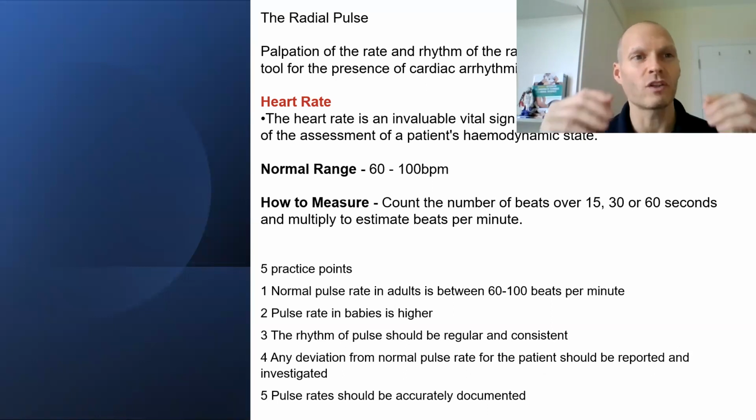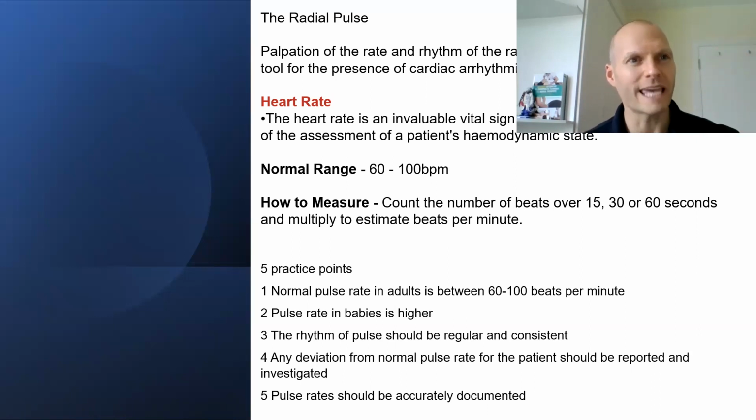Ultimately, we're looking for the quality and the quantity. We're looking for a regular beat. We're looking for regular rhythm. Anything that's abnormal, so erratic, would be something that we may need to further investigate. Rhythm of the pulse should be regular and consistent. Anything that's deviating away from normal should be referred.